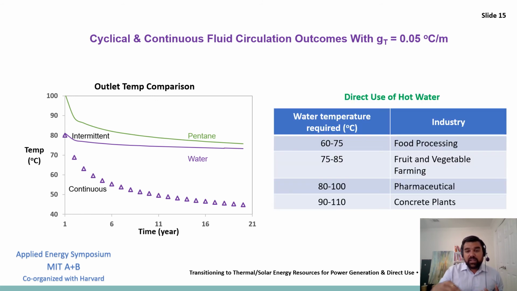And where do we use it? If you look at the table on the right, we have different water temperatures required for different kinds of industry. So there are all kinds of industry which will benefit from the different temperatures we discussed in this study. So there is a lot of potential for applying direct energy.